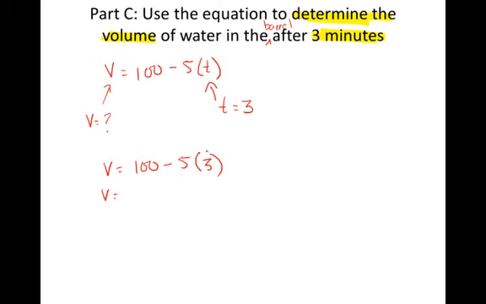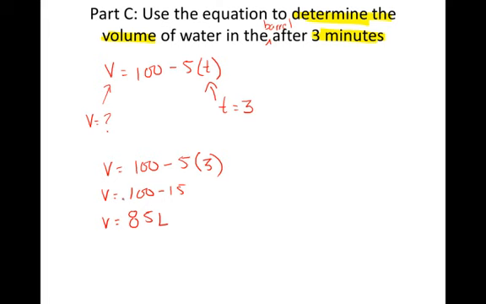V equals, solving this here, -5 times 3, because I have to do my multiplication before I do my adding and subtracting. So I'm going to have 100 minus 15. Then 100 minus 15, that is 85. So after 3 minutes, there should be 85 liters still within the barrel.